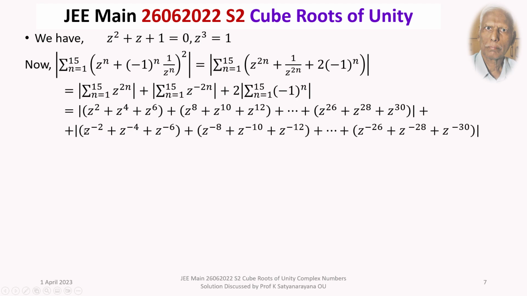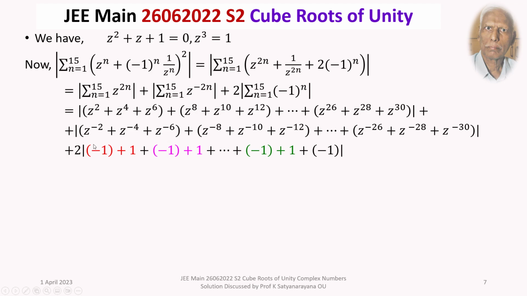That is, the first bracket is modulus of z to the power of minus 2, z to the power of minus 4, z to the power of minus 6, then n is equal to 4, 5, 6, up to the fifth bracket, n is equal to 13, 14, 15, plus 2 taken out, and sigma n is equal to 1 to 15 of minus 1 to the power of n. When n is odd, minus 1 to the power of n is minus 1. When n is even, minus 1 to the power of n is plus 1.